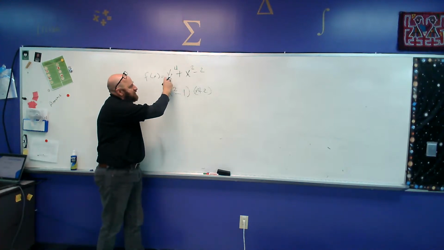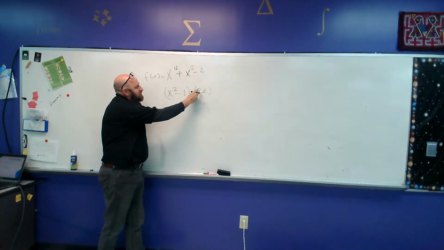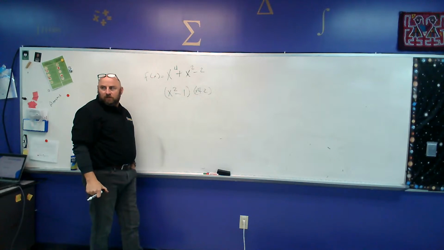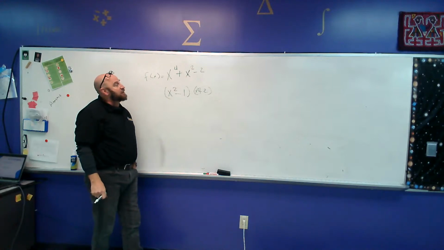So we do first, we get x to the fourth. We get negative 1x squared, positive 2x squared, and negative 1 times 2 is negative 2. So that works, right? So if you can factor them, feel free. You don't have to do the synthetic division thing.